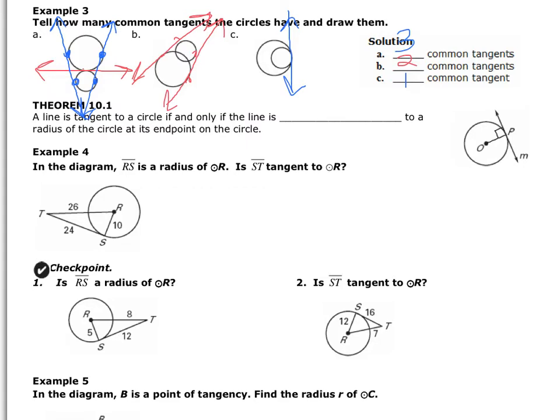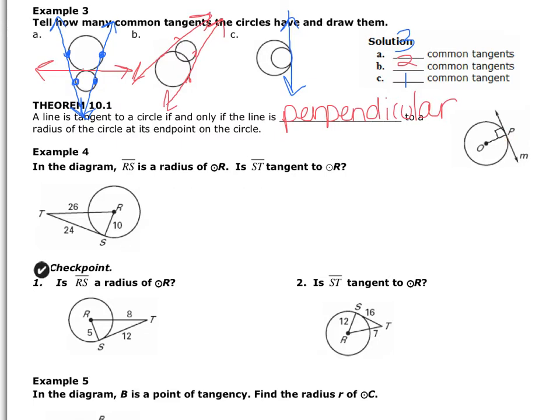Then the next part about tangents is that if we have a line that is tangent to a circle, if and only if the line is perpendicular to a radius of the circle. So what that's saying is that this line right here is only going to be called a tangent if it is indeed perpendicular to the radius. And you can also say, okay, well, this is only the radius if indeed it is perpendicular to the tangent.